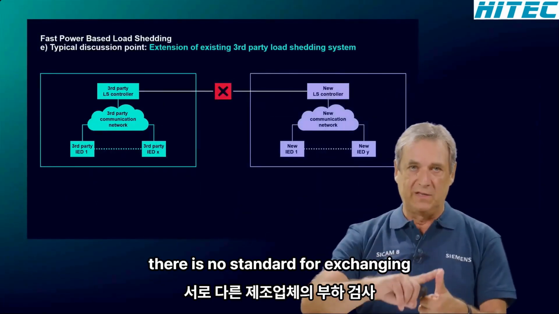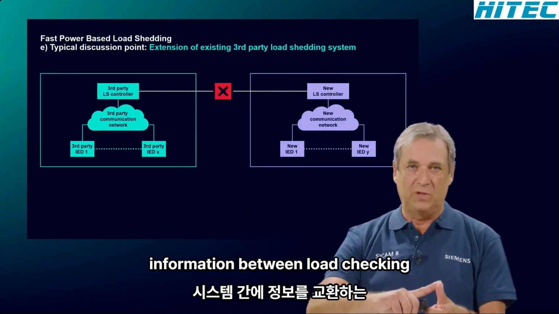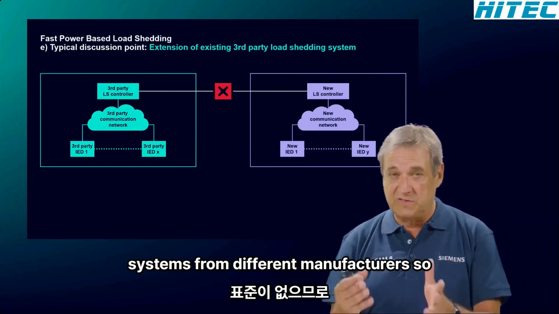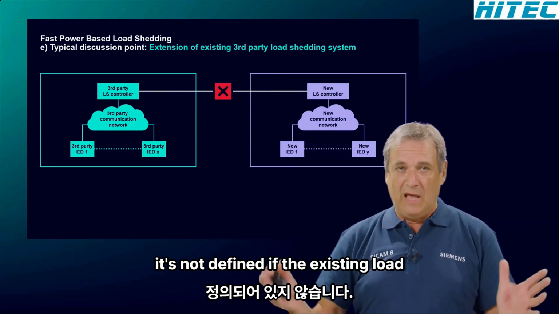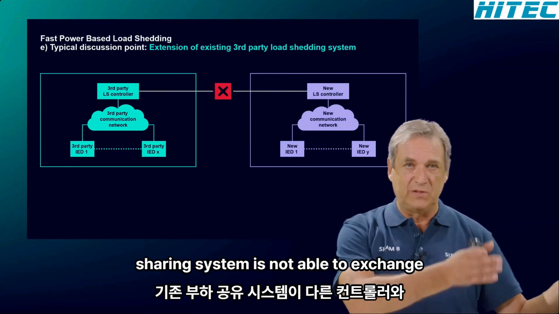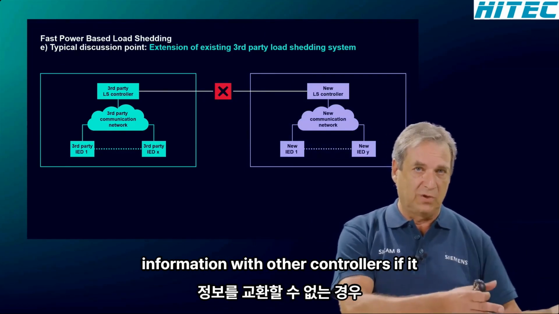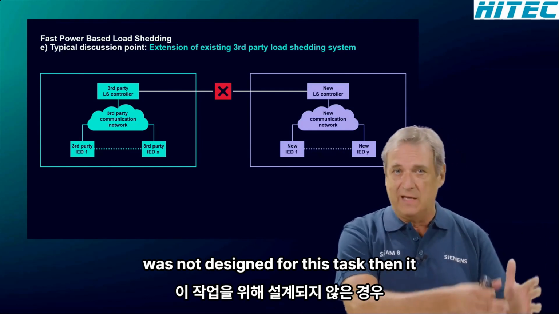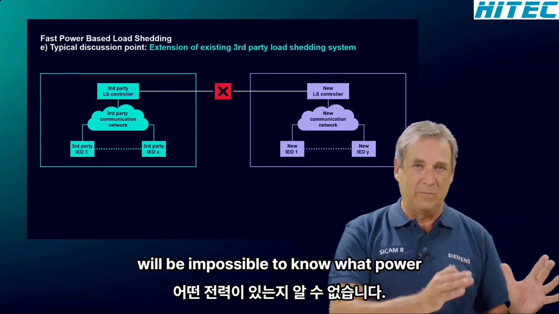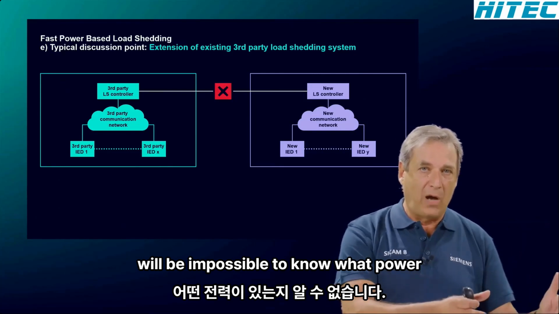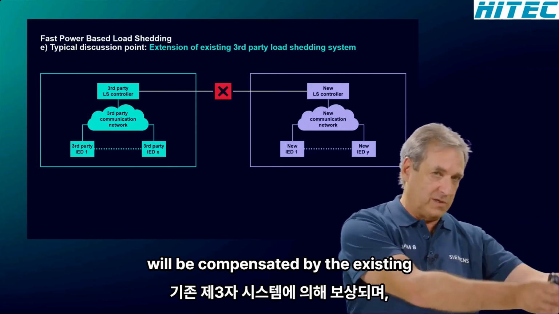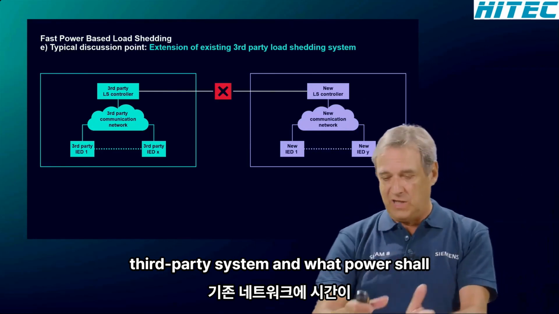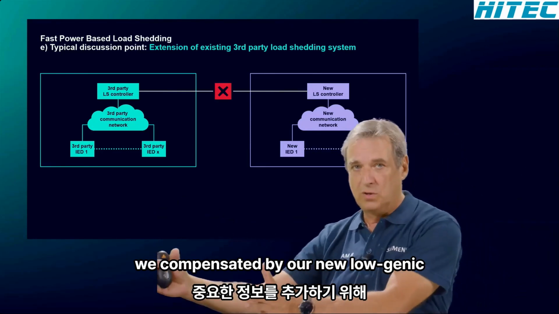there is no standard for exchanging information between load shedding systems from different manufacturers. So it's not defined. If the existing load shedding system is not able to exchange information with other controllers, if it was not designed for this task, then it will be impossible to know what power will be compensated by the existing third-party system and what power shall be compensated by our new load shedding system.